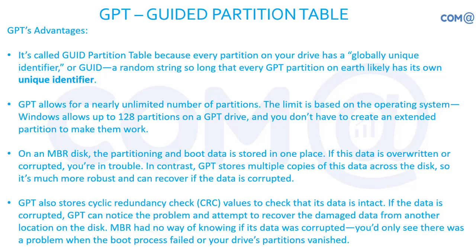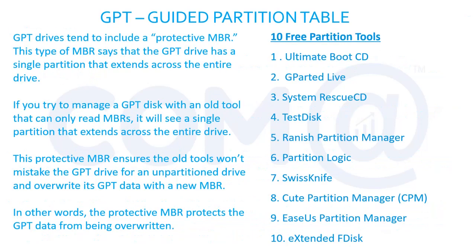If a normal MBR is stored in one place and it is overwritten or deleted, the entire hard disk data will be gone. Whereas GPT stores multiple copies across the disk, so even if one is deleted, we can restore it from another copy. GPT also stores CRC and ECC data, so that if any error occurs, it can rectify the errors.